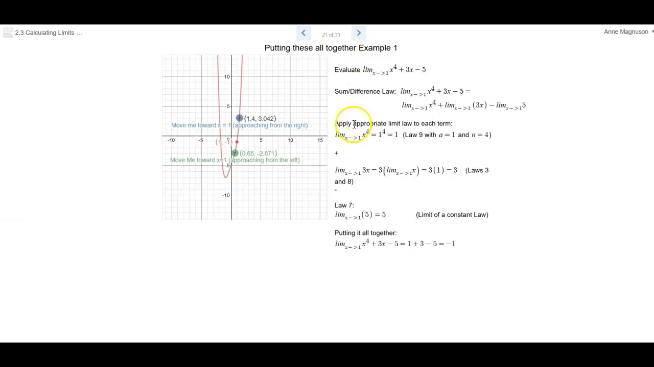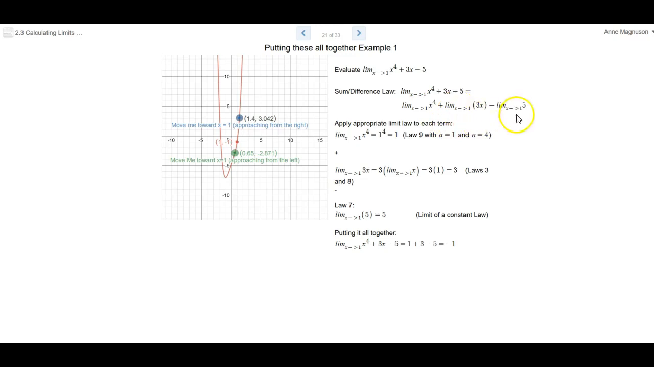So let's put some of these things together. Let's evaluate this limit, x to the fourth plus 3x minus 5 as x approaches 1. If you're asked to evaluate a limit and to justify each step, this is what you would do. You'd say, well, I'm going to first apply the sum and difference law and break it up into the limit of the sums or differences.